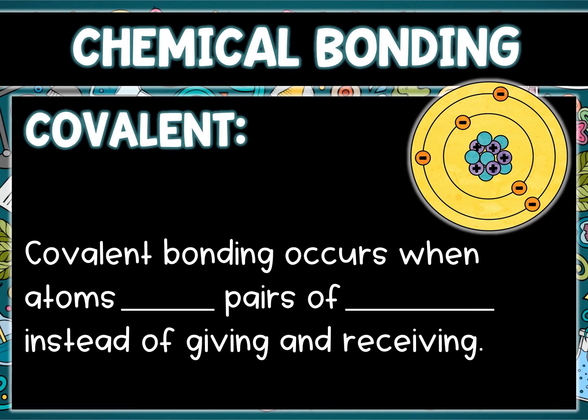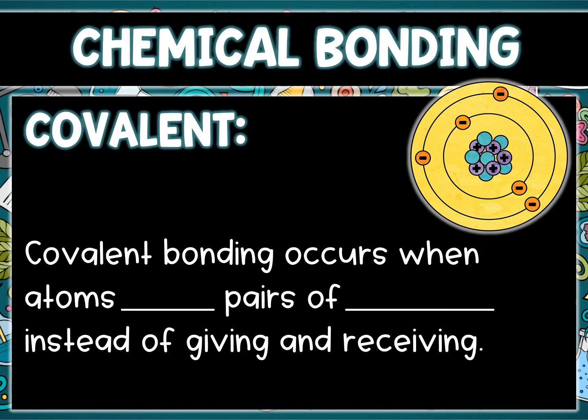All right, covalent bonding is different. Covalent bonding is when they share. And I'm not talking about metals sharing with each other. The metals and the nonmetals, they're opposites and they attract. Covalent bonding only happens between the nonmetals.